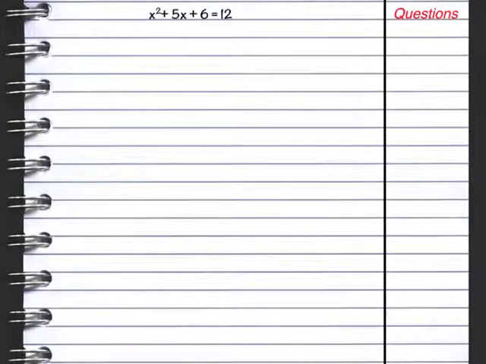It's x squared plus 5x plus 6 equals 12. Remember that your quadratic must be set equal to 0. So we need to take this 12, and we need to subtract it from both sides so we can get 0 over here. And so that's going to give me x squared plus 5x minus 6, because when we do 6 minus 12, we get a negative 6. So next, we need to go ahead and factor our equation.